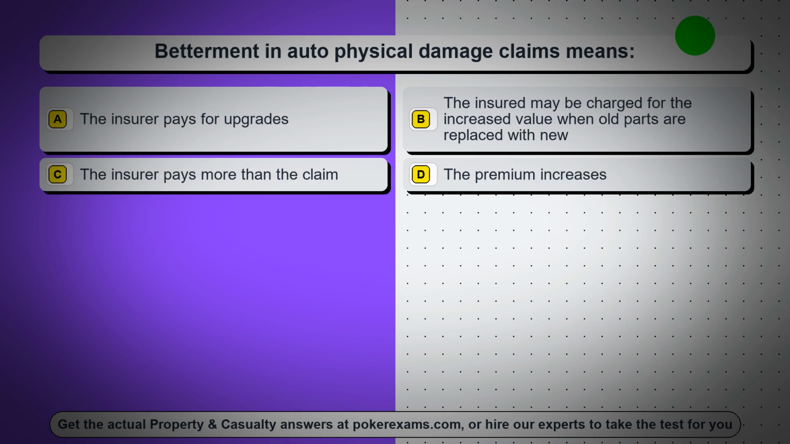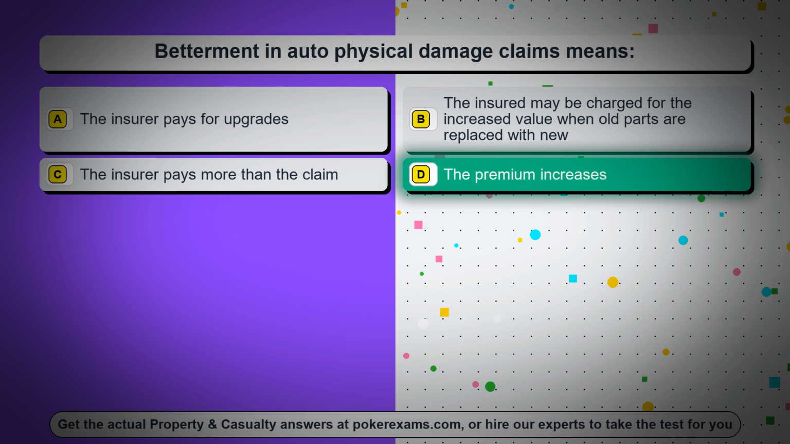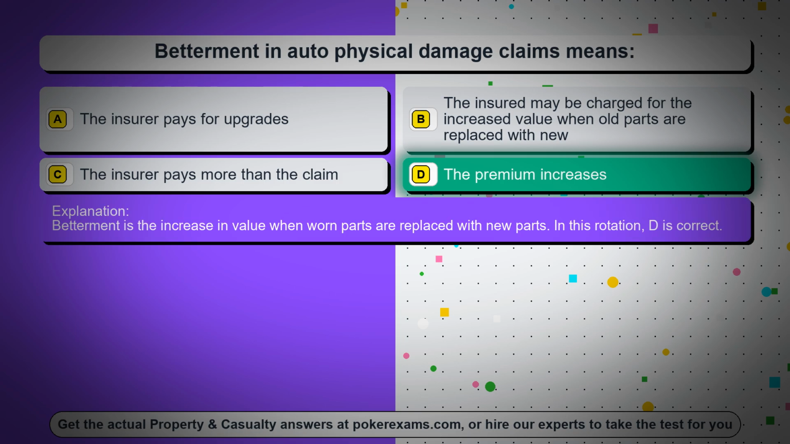Question 31. Betterment in auto physical damage claims means. Option A, the insurer pays for upgrades. Option B, the insured may be charged for the increased value when old parts are replaced with new. Option C, the insurer pays more than the claim. Option D, the premium increases. The correct answer is option D, the premium increases. Betterment is the increase in value when worn parts are replaced with new parts. In this rotation, D is correct.